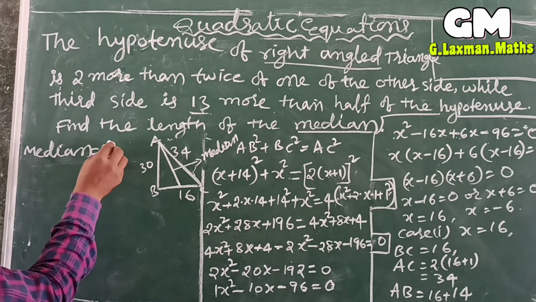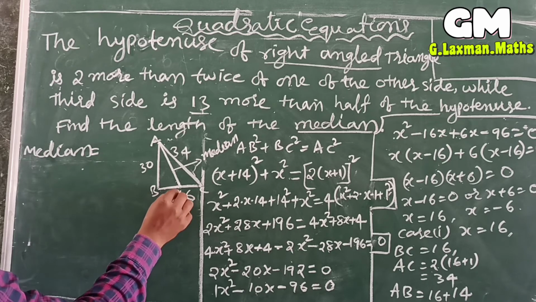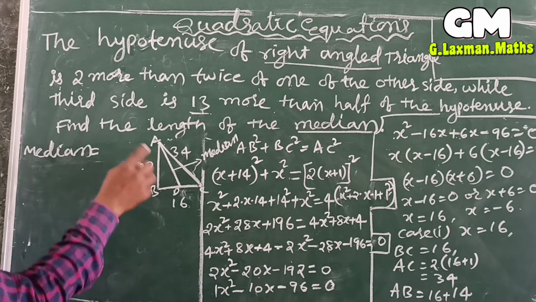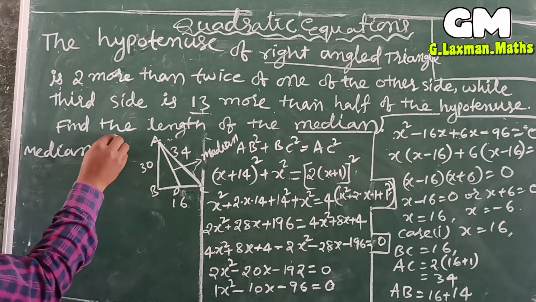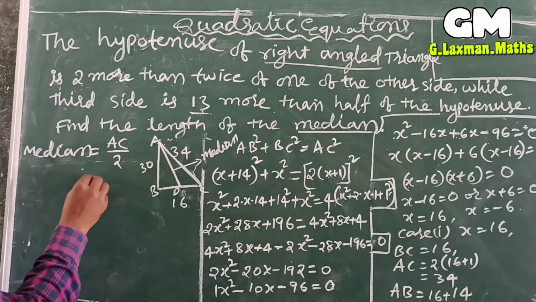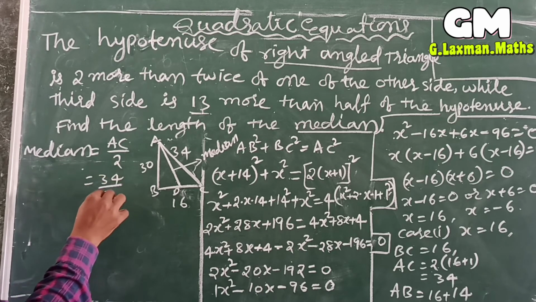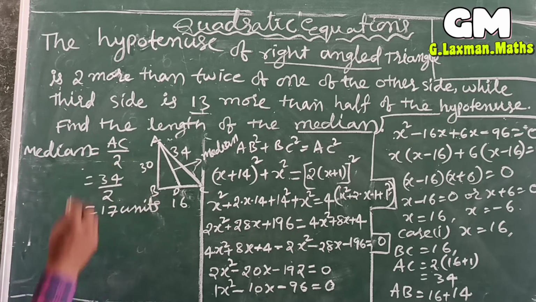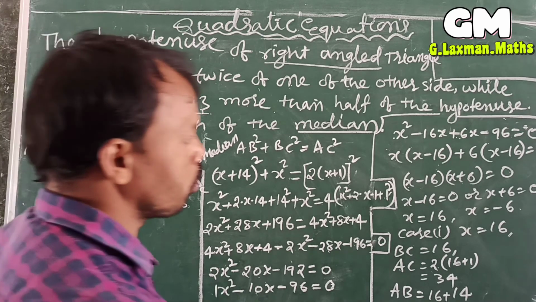So therefore the median, let us take D here, median AD is equal to AC by 2. That is 34 by 2, which is equal to 17 units. The median here is 17 units. One more case is there.